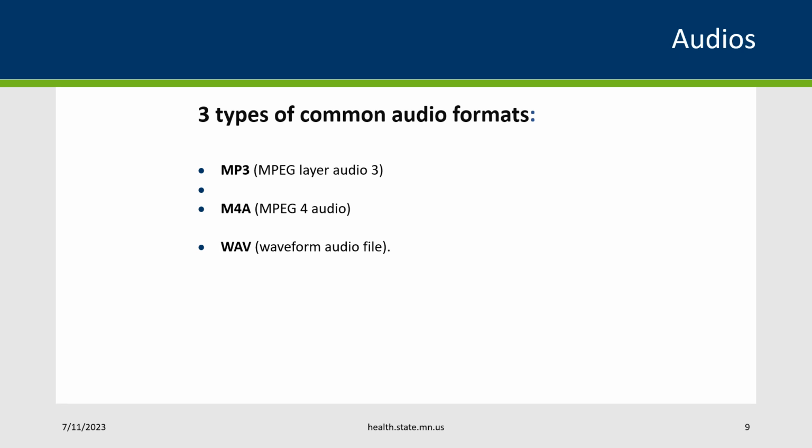M4A. This is a compressed format that makes the file size smaller and easier to share and upload. It also maintains relatively high quality after multiple edits. WAV. This format is typically not compressed, which means they may maintain sound quality. They tend to be large files that take up a lot of computer space.